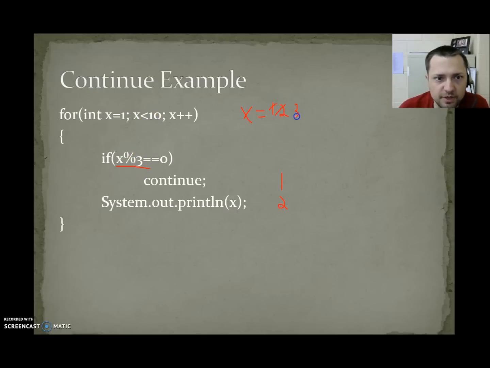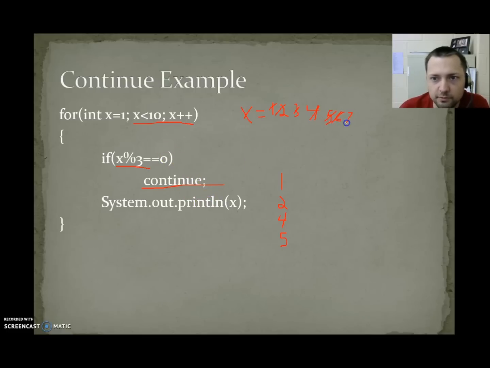But when x becomes 3 and we go in, it does activate. So it continues. It skips the remaining portion of the code, so it doesn't do the print. And then it tries to activate the loop again. So it would have to do the variable change, 4. Can 4 be divided by 3? No. So we print it. 5. Can 5 be divided by 3? No. So we print it. 6. Can 6 be divided by 3? Yes. So we continue, skipping the print.